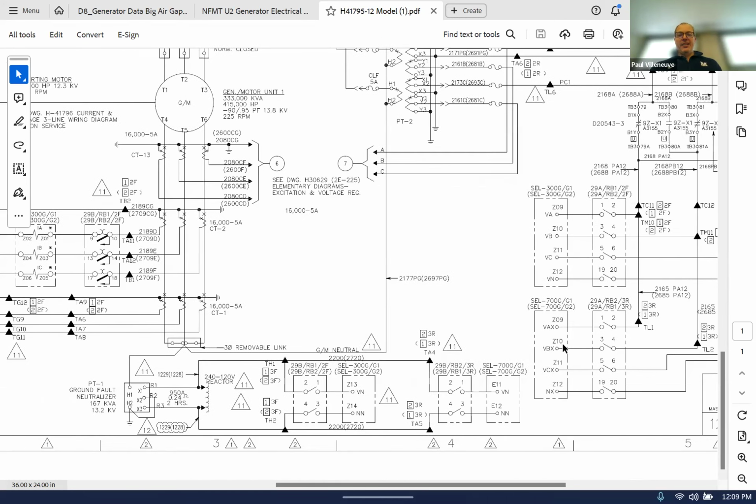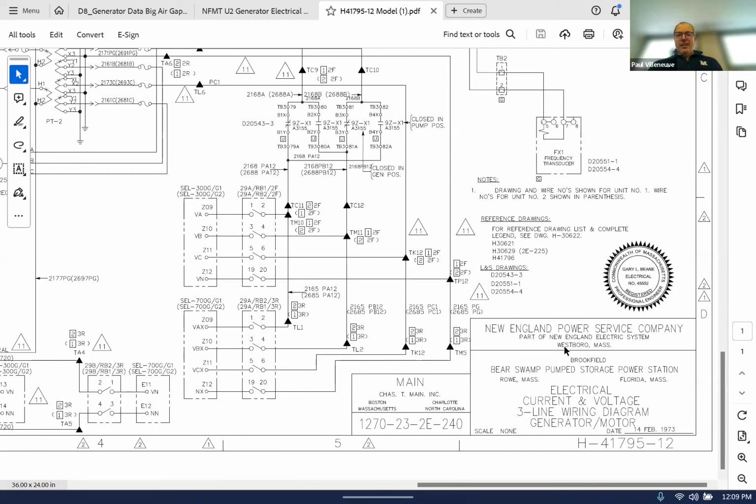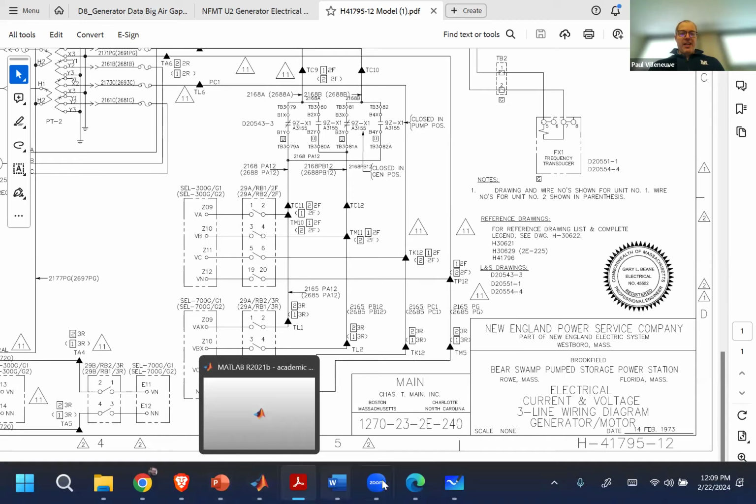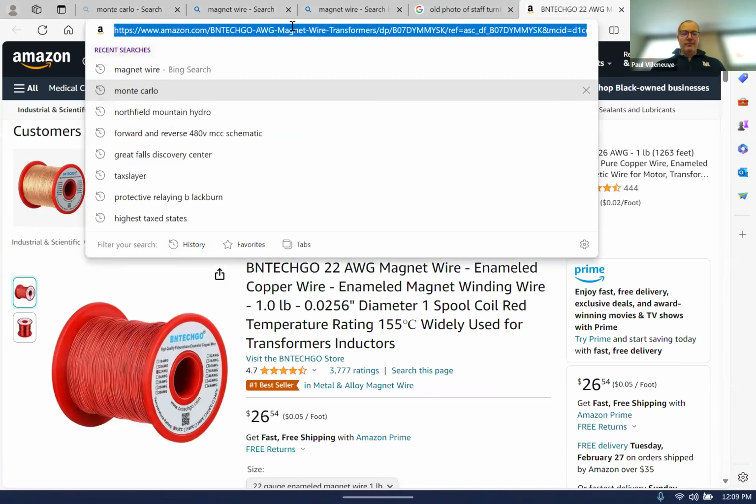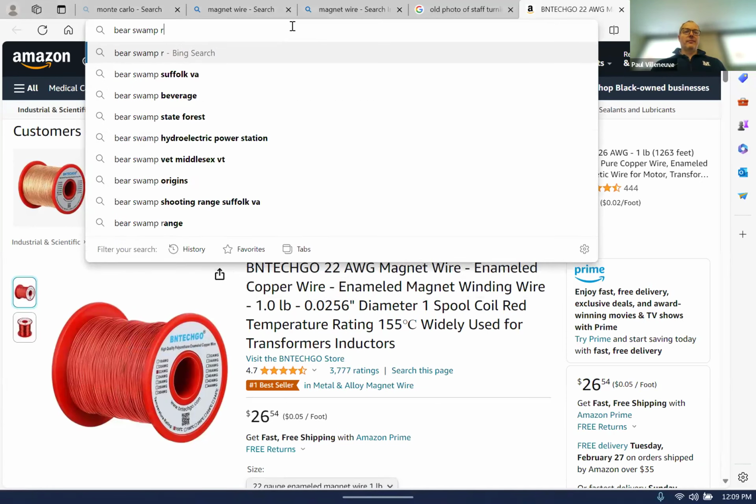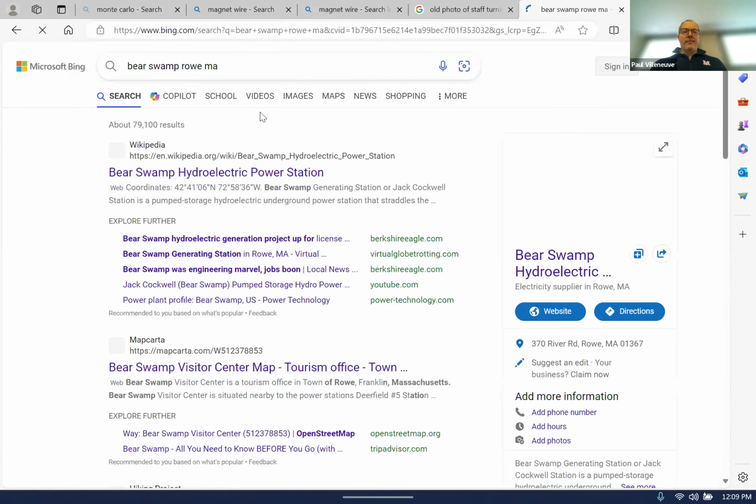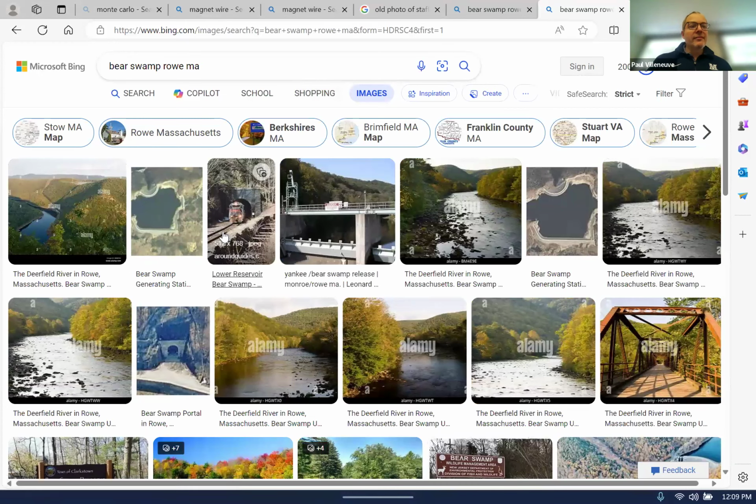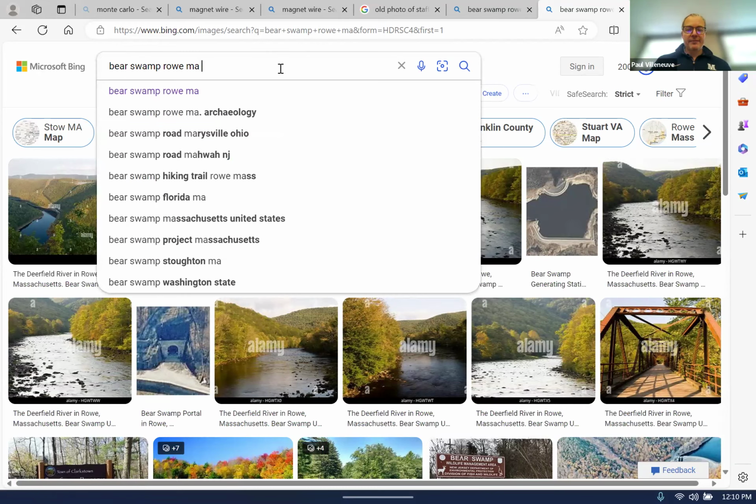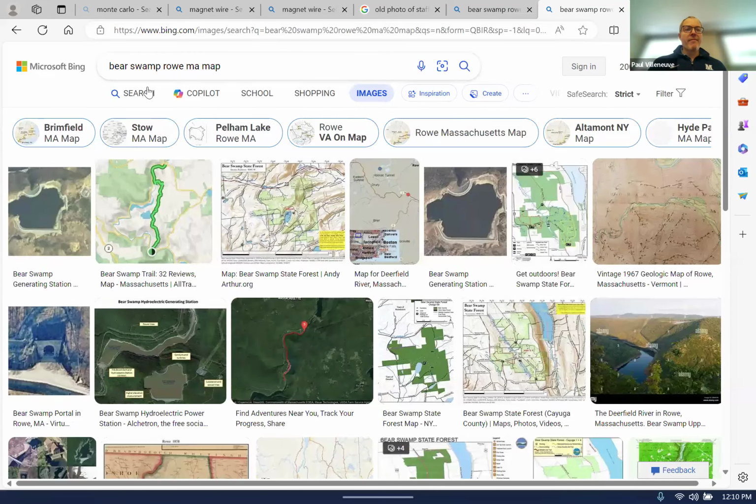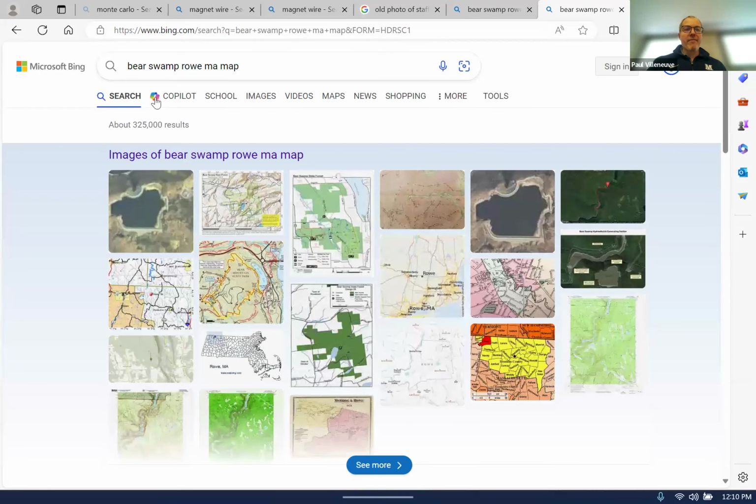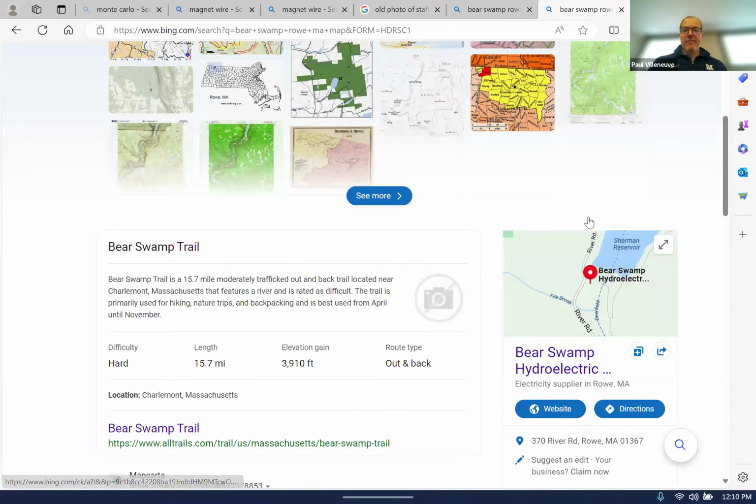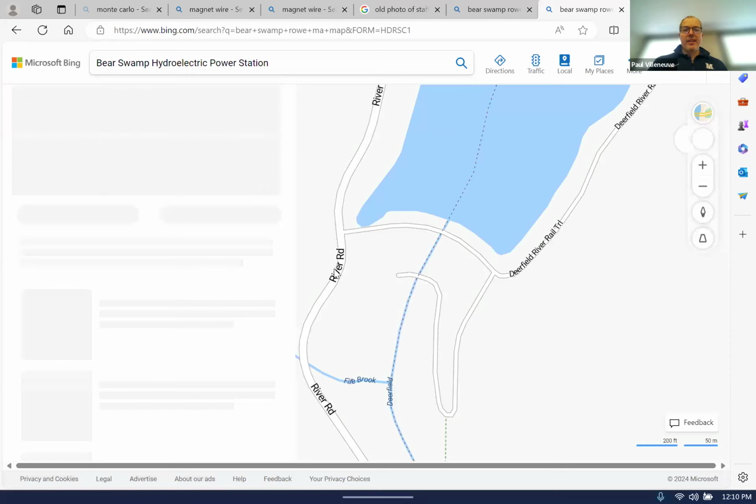And like I said, this is Bear Swamp in Rowe, Massachusetts, if anybody wants to see where that is. I've never been to this one, but let me do maps instead. Here we go.